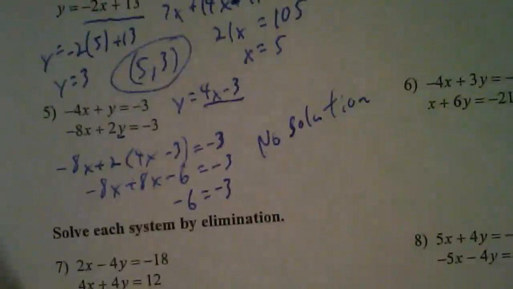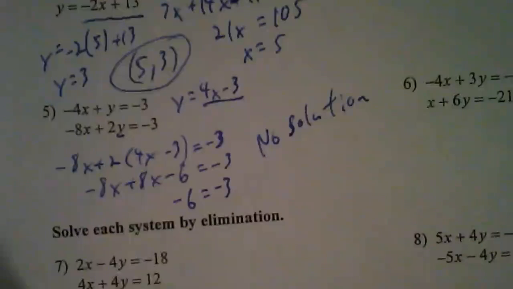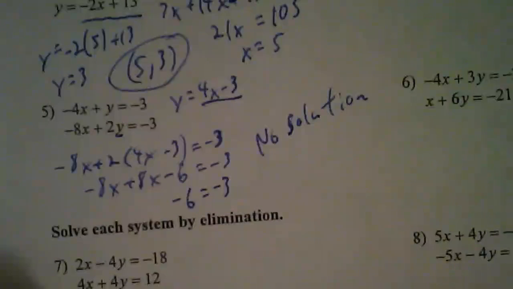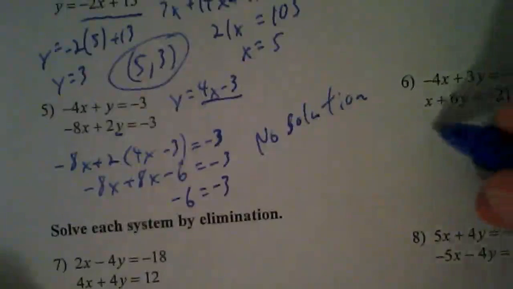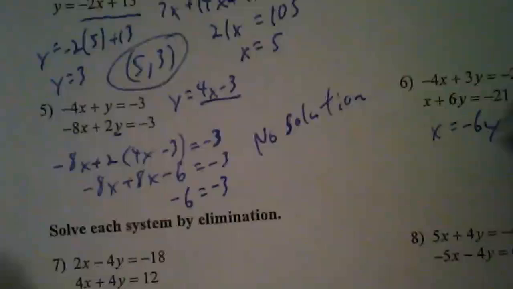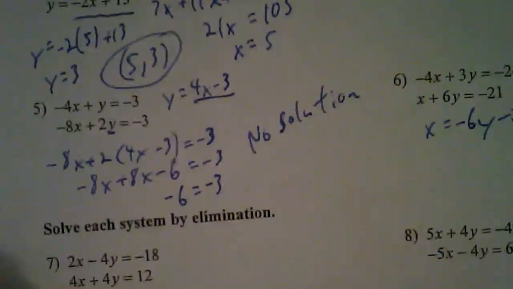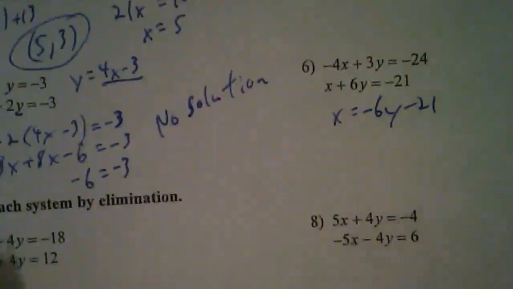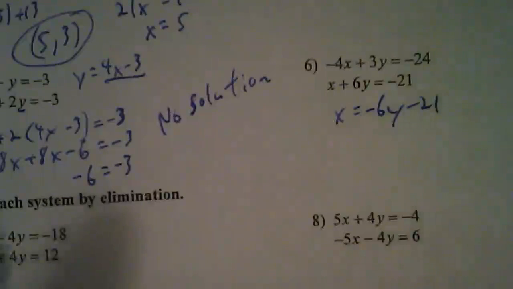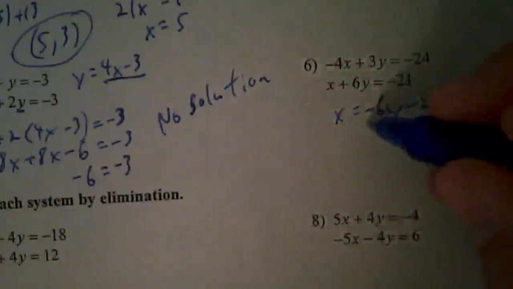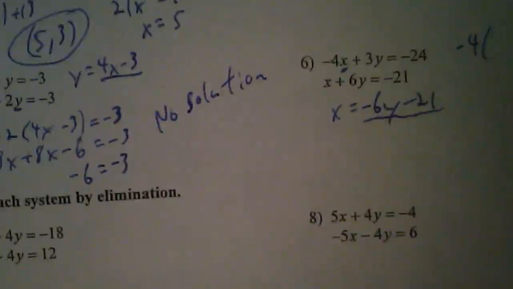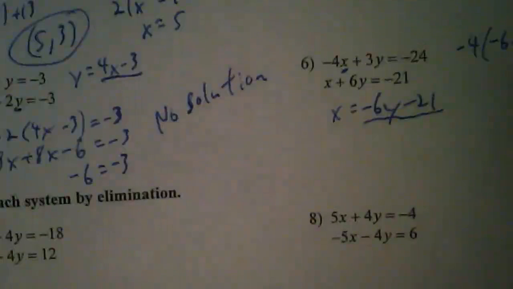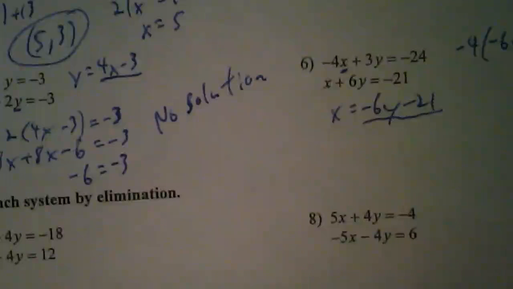On number 6, this time, it's easier to set this equal to x. So I'm going to take the second equation, bring the 6y over to the other side. X equals negative 6y minus 21. You could have also said x equals negative 21 minus 6y. That would also be correct. And now we're taking this entire thing and plugging it back into the first equation for x. So negative 4 times, parentheses, negative 6y minus 21, close parentheses, plus 3y equals negative 24.